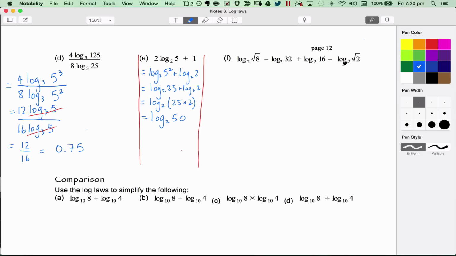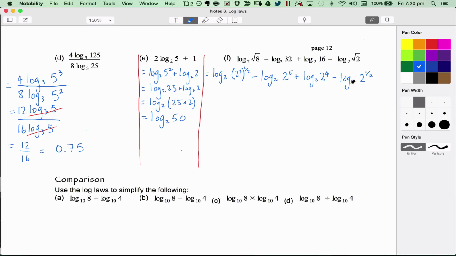For this final long one, we're going to have to use fractional powers. Let's have a go. Log 2 of 2 to the 3, that's 8, square root is to the power half, minus log 2 of 2 to the 5, plus log 2 of 2 to the 4, minus log 2 of 2 to the half.